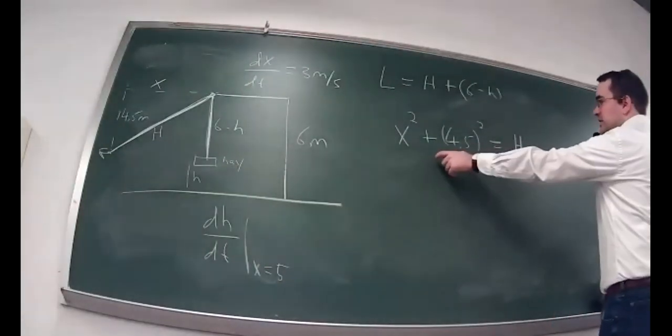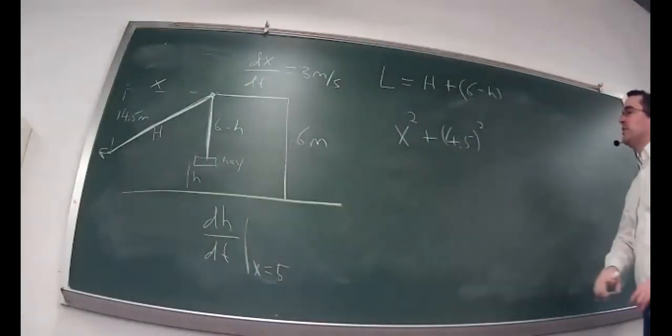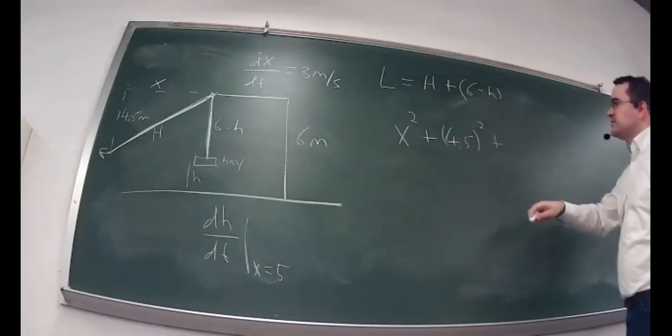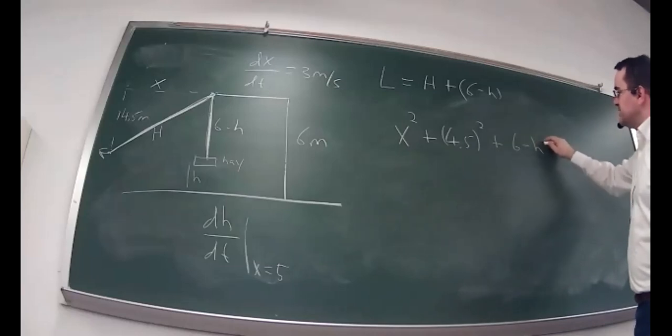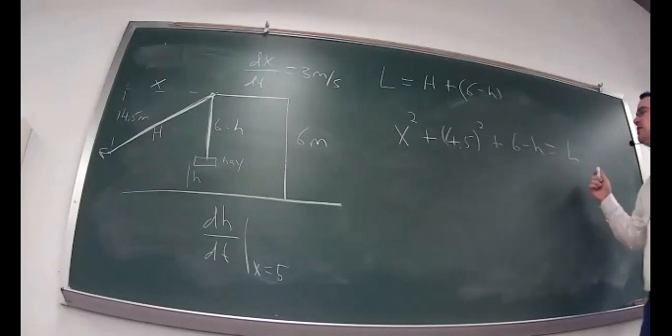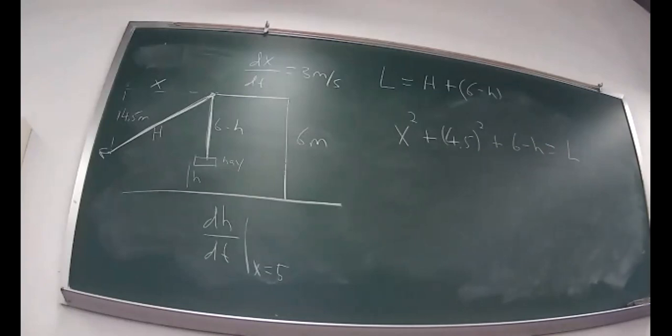which is telling us that, well, h is also equal to x squared plus 4.5 squared by the Pythagorean theorem. So that's telling us that x squared plus 4.5 squared plus 6 minus h is equal to this unspecified number, L. And that's the secret, because now you have a single equation that relates x and h. And now you can just do this by taking a derivative, finish the computation in the usual manner.